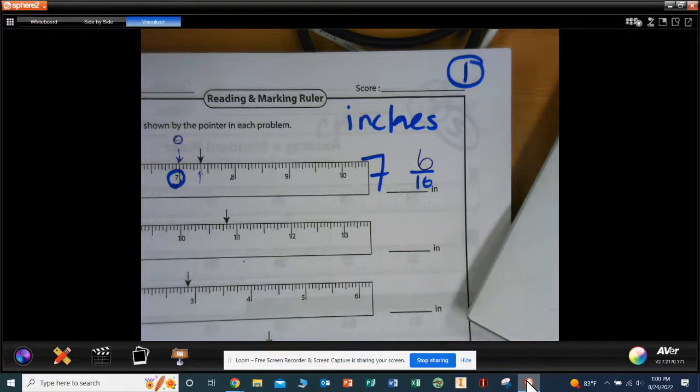Okay. For number 2, what's your denominator? 16.